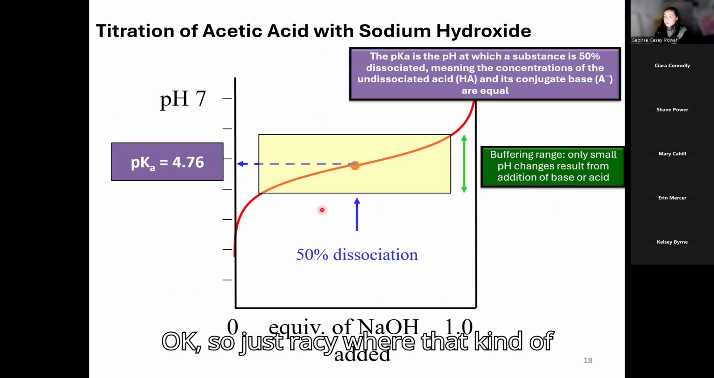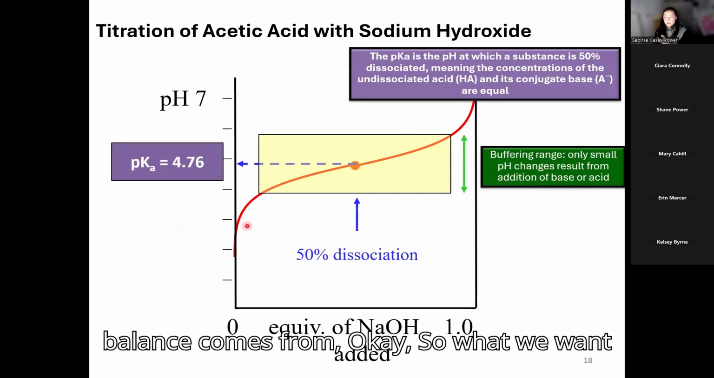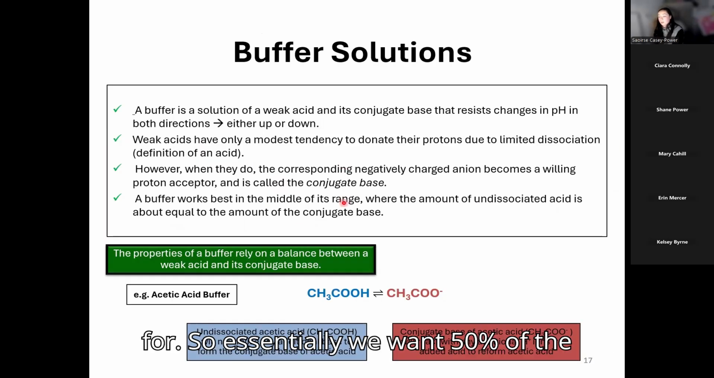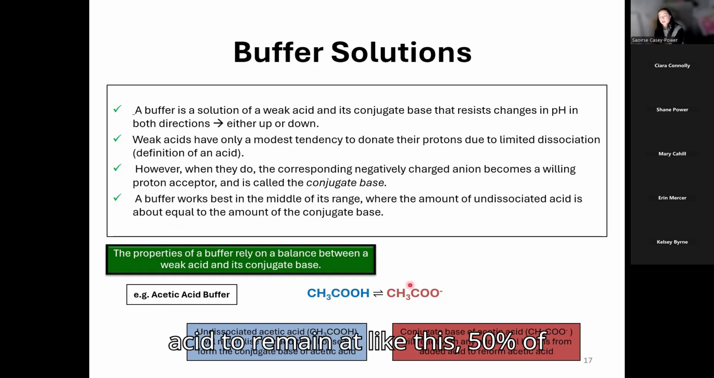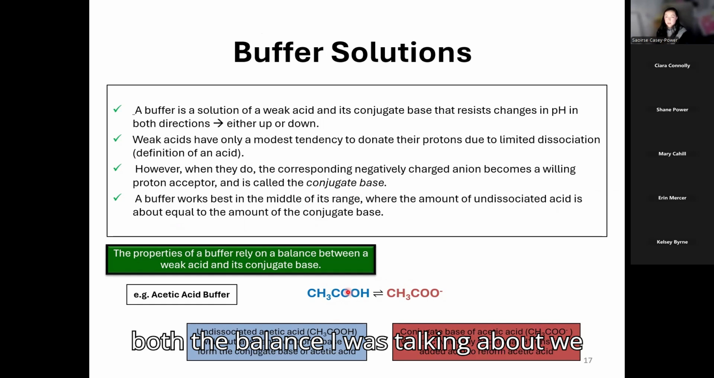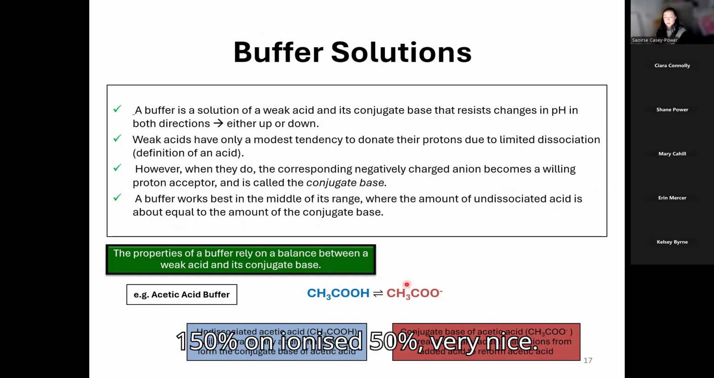So just where you see where that balance comes from: what we want is 50% dissociation. That's what we aim for. Essentially, we want 50% of the acid to remain like this, and 50% of the acid to be dissociated or ionized. So that balance I was talking about: we want 50% unionized, 50% ionized.